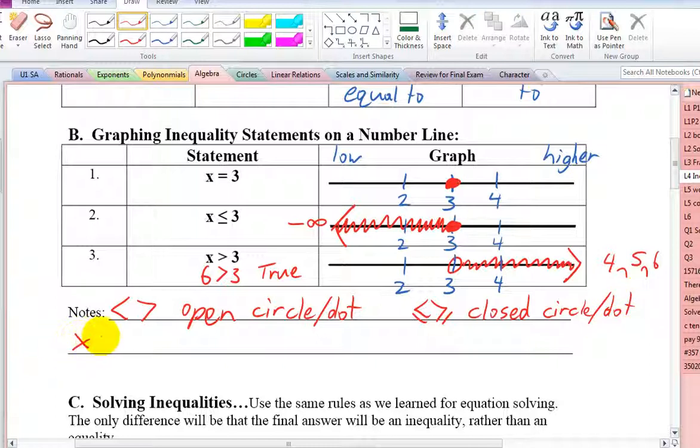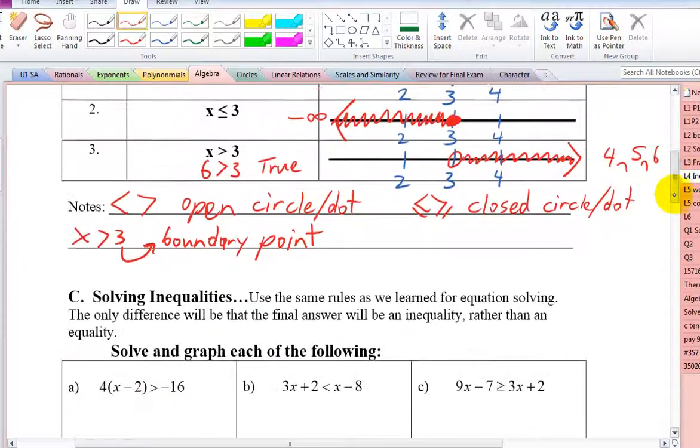So if x is greater than 3, we call 3 the boundary point. It separates our answer from our non-answer, but it isn't necessarily the answer. Don't worry about it. I just want to say what boundary point was because he talked about it in the textbook. It'll be clear on the questions though.